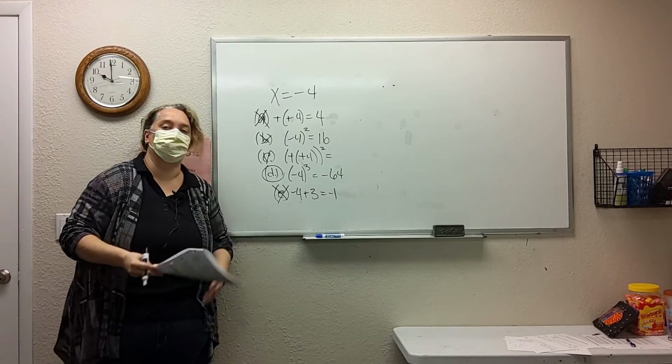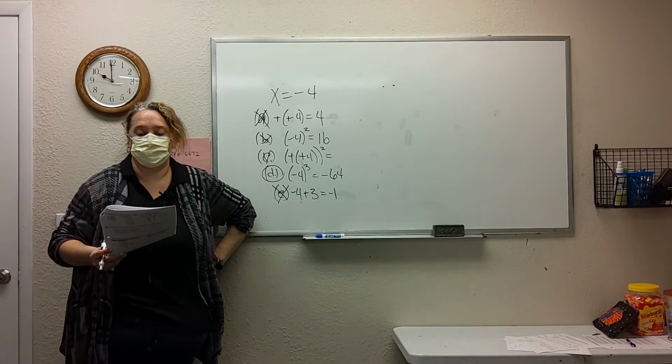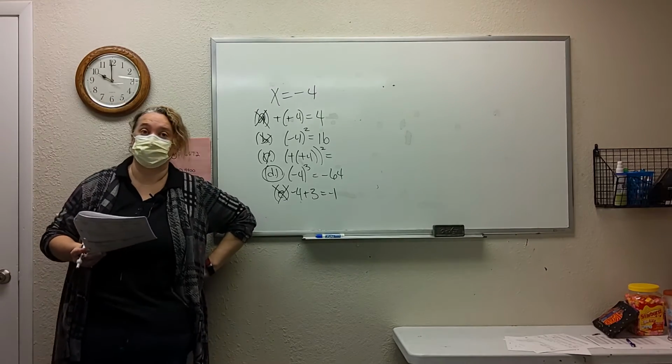ACT 47, this is a vocabulary review question. The greatest common factor of 2 whole numbers is 10. The least common multiple of the same 2 numbers is 120. What are your 2 numbers?